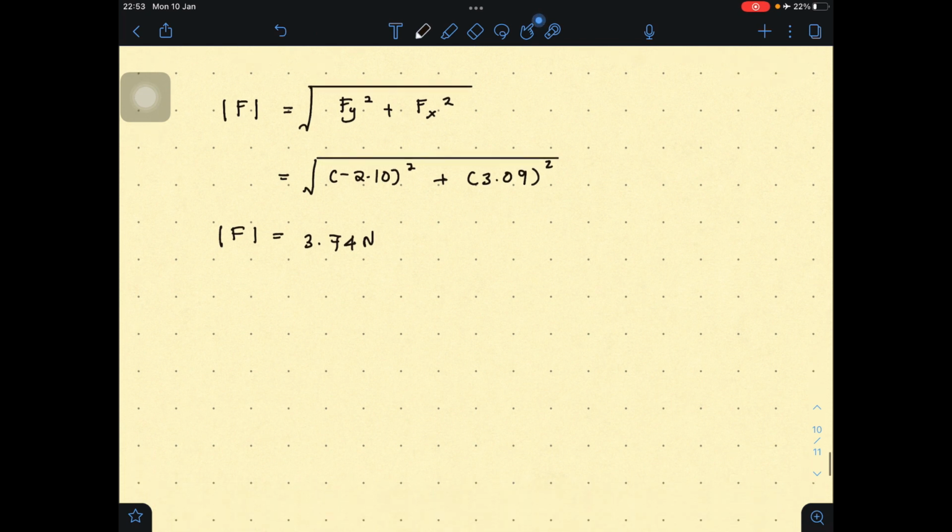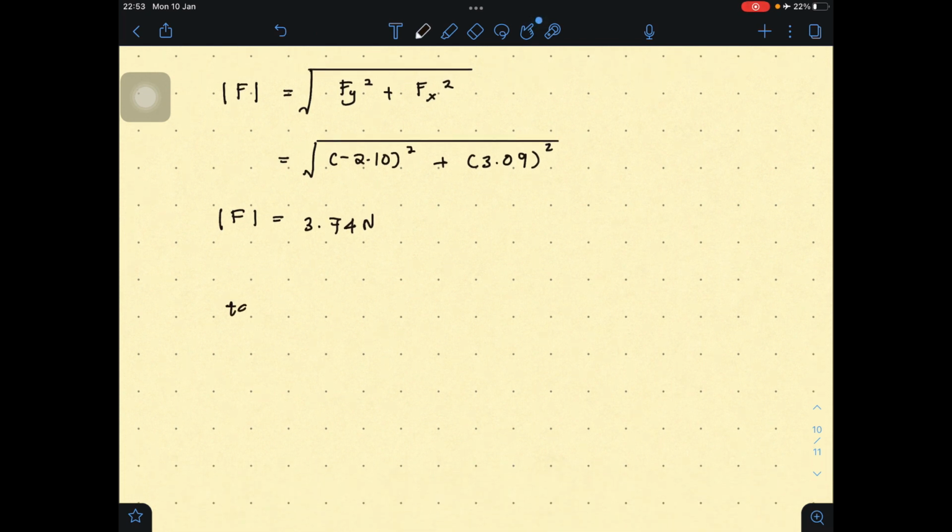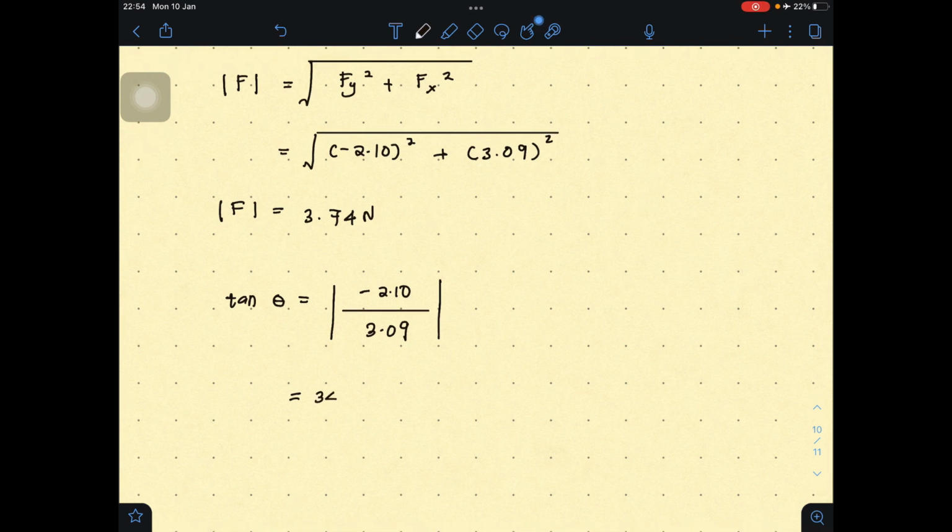You need to find the direction as well. So direction, gunakan tangent theta is equal to, don't forget the modulus, negative 2.10, 3.09. So you will be getting the angle equal to 34.2 degree. So since dekat sini ada modulus, basically we can just ignore the negative one. So you don't need to put the negative when you tekan calculator. So kita dapat 34.2 degree.